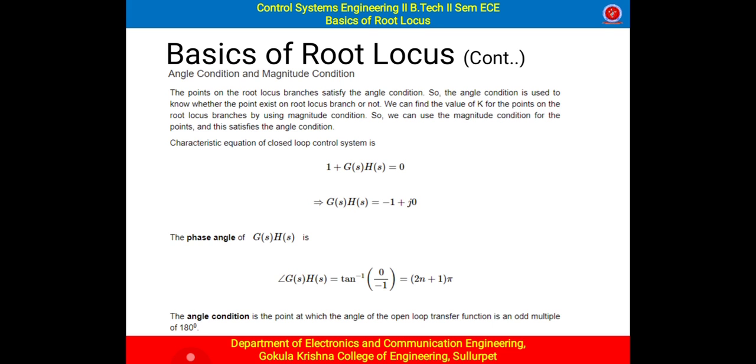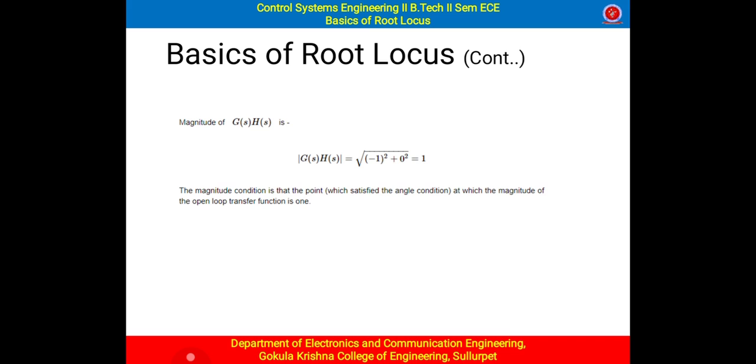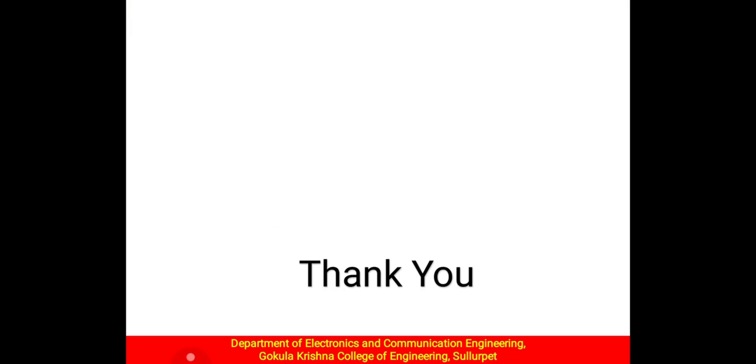Already we have the complex number, that is -1 plus j times 0. When we take the magnitude, it becomes square root of a squared plus b squared, which is 1. So the magnitude condition states that the magnitude should be unity. If any one of these conditions is satisfied, automatically the other will be satisfied. By that we can conclude that a given point is located on the root locus. Okay, thank you.